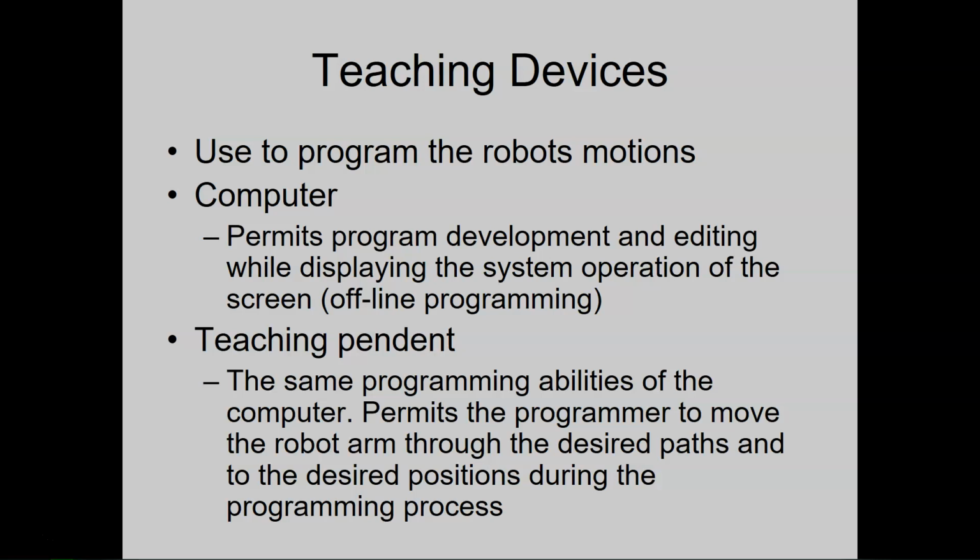So we have teaching devices. These are used to program the robot motions. The computer or controller permits the program development and editing while displaying the system operation on the screen. And then you have what's called a teach pendant. This is where you have the programming abilities of the computer, but you can move the robot arm through the desired path to the desired position using the programming process and strictly using that controller. That makes sense.